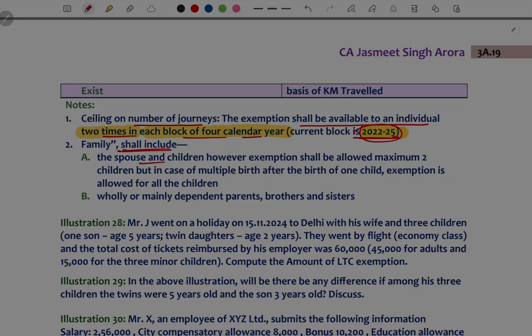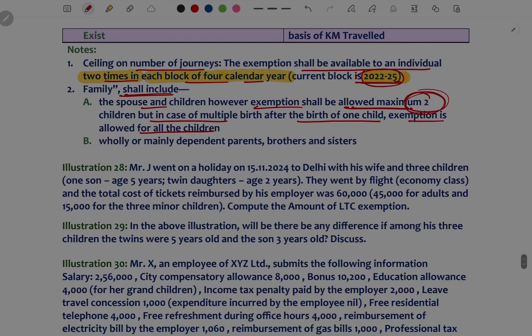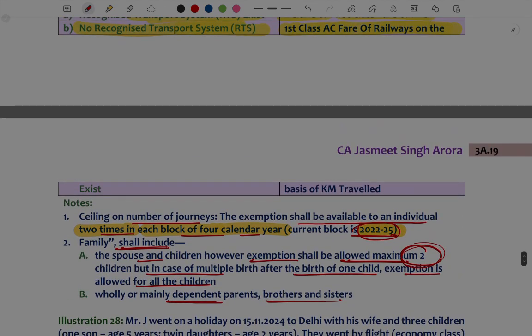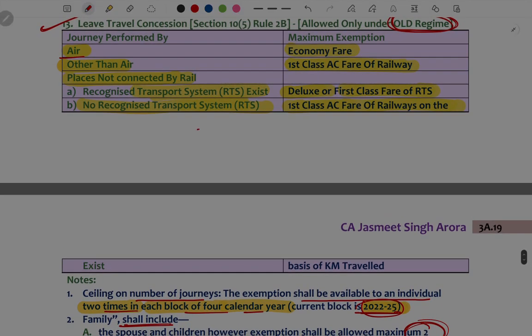Family shall include again spouse and children. However, exemption is for a maximum of 2 children, but in the case of multiple birth, exemption is allowed for all children. So you don't need to worry about this statement. Then wholly or mainly dependent parents, brothers and sisters would also be allowed. Again, this is only available for travel in India.